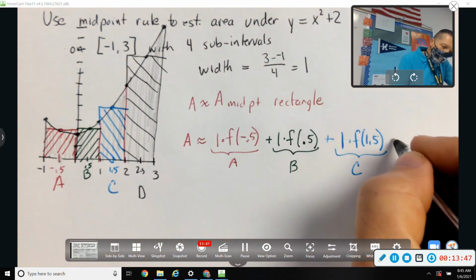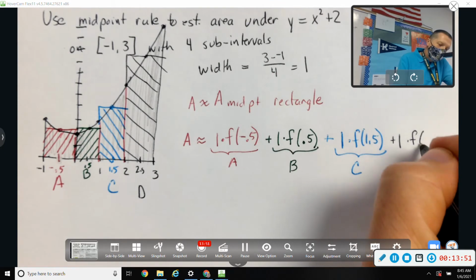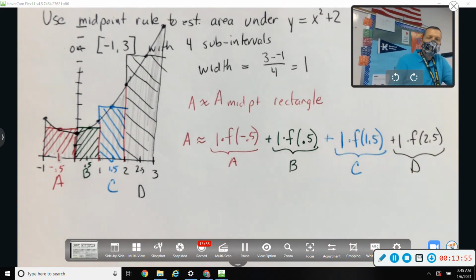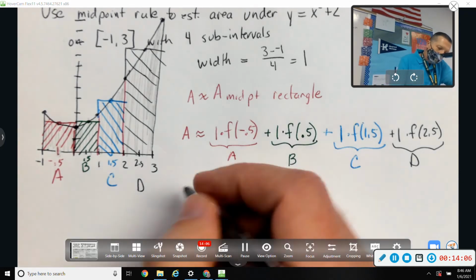So again, the width is 1, and I'll use the y value at 2.5 for rectangle D. Still adding rectangles, a little bit more complicated because I'm not using the left or the right, I'm using the height at the middle. Now I need to clean this up a little bit and figure out what all this is.